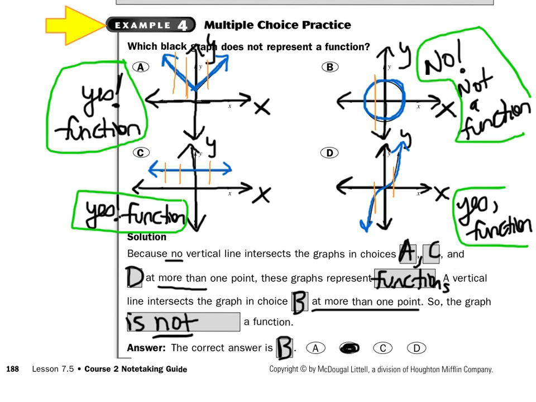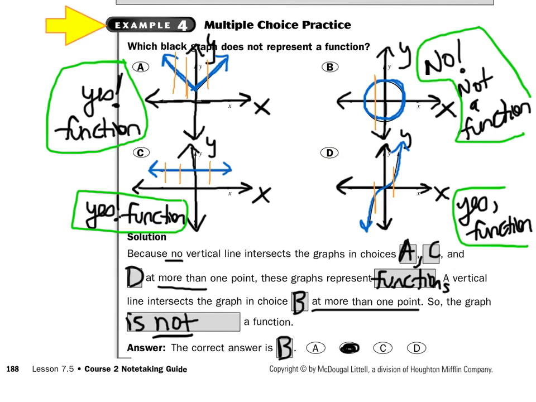And then take a look at C. Go over with your black pen the x-axis and the y-axis, and then with your blue pen, go over that flat line, okay? Now with your pencil, hold it straight up and down, and notice how no matter where you put it, it only touches the blue line in one spot. So yes, that would be a function.